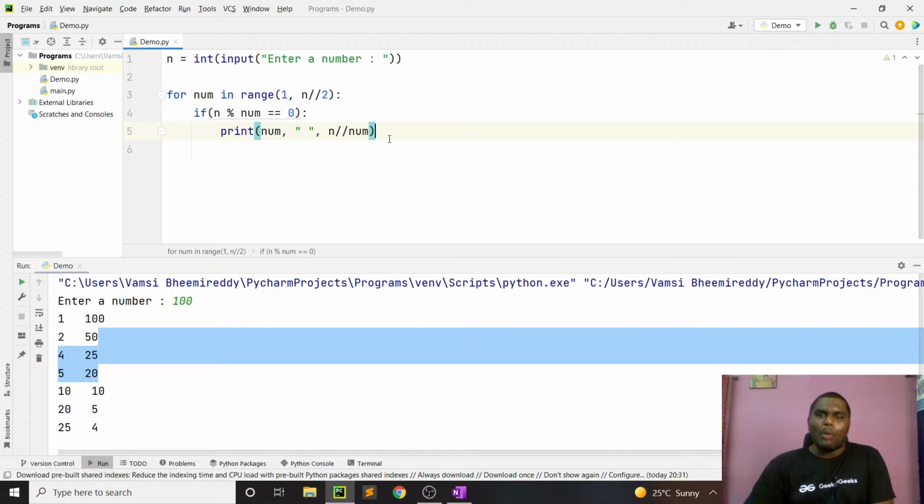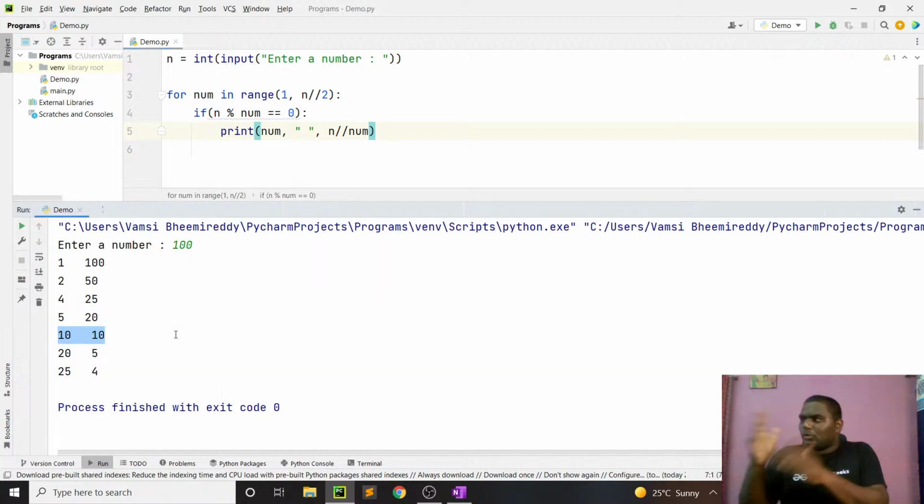So what is that optimization? Whenever the same numbers are multiplying, like 10 into 10, then we can stop there. Yes. If I have given you 10,000 as my n, where can you stop? You can stop at the point where you are multiplying 100 into 100. And for the same, if I give you 100, you stop at 10 into 10.